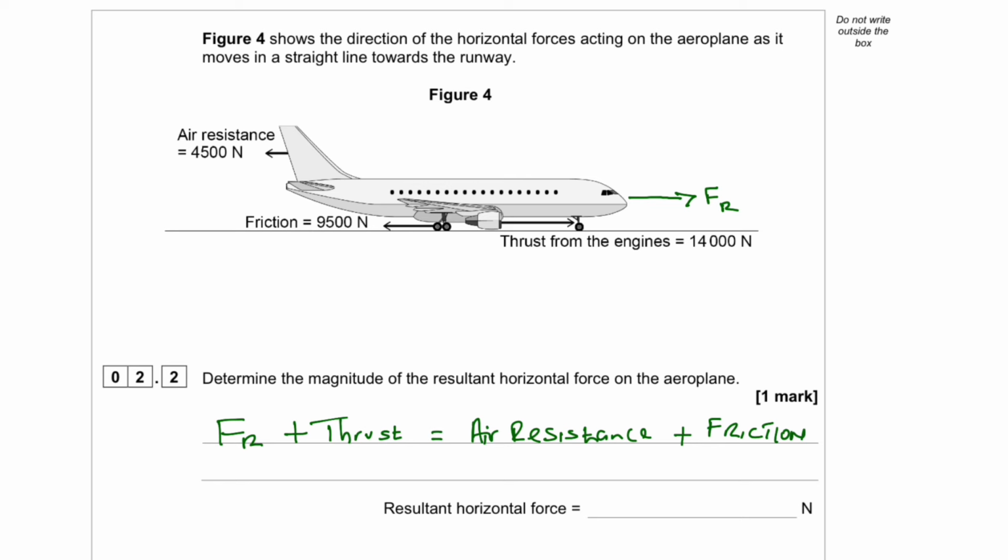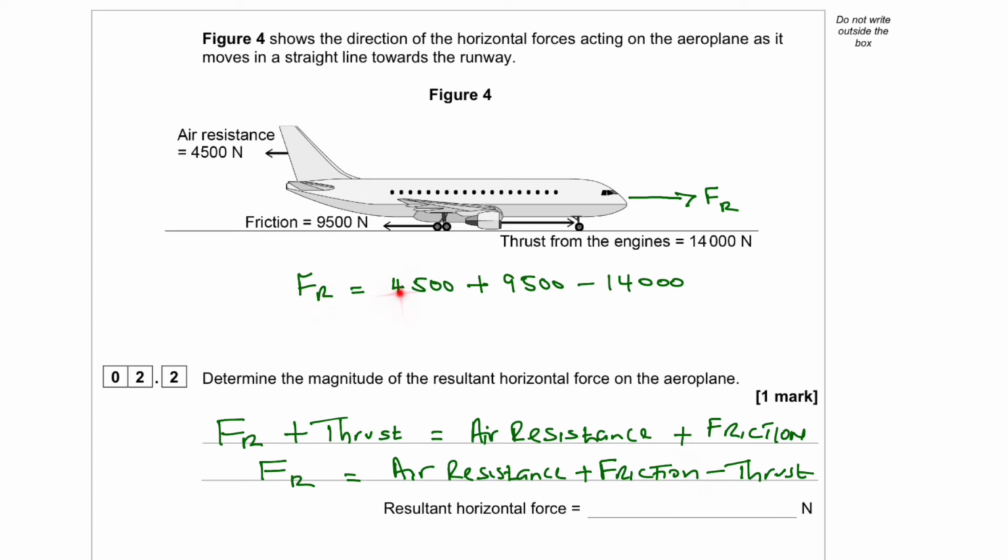Then we can say that the total force going to the right must be equal to the total force going to the left. And that's the resultant force there plus the thrust here. And that should be equal to the air resistance and the frictional force. And so we could make the resultant force here the subject. So we go air resistance plus friction minus the thrust. The resultant force will be 4,500, the air resistance, plus the friction, 9,500, minus 14,000 for the thrust. And the difference between these two will be equal to 0 newtons. The resultant horizontal force will be 0 newtons.